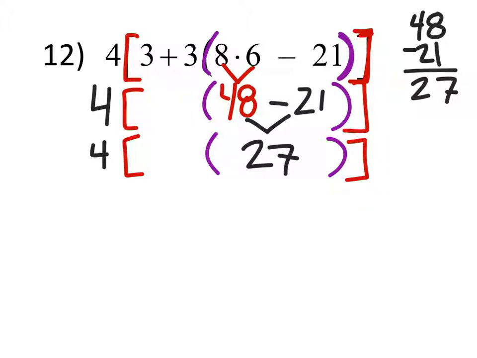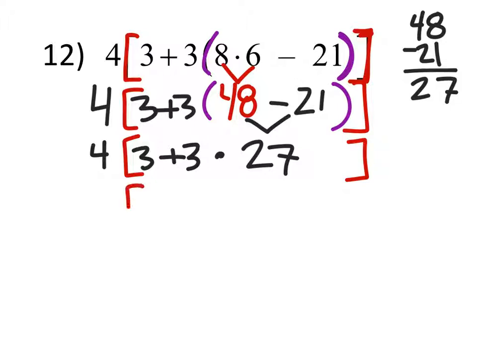And we've got a 3 plus 3. Well, now we're just looking inside this set of red parentheses, and yes, again, that's 3 times that 27, so we don't necessarily need those purple parentheses anymore. We do need the red ones, though. So, we'll do the multiplication before the addition.